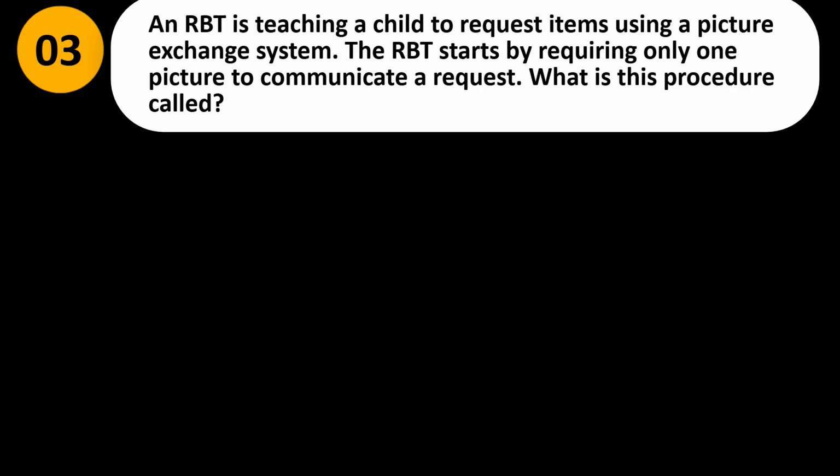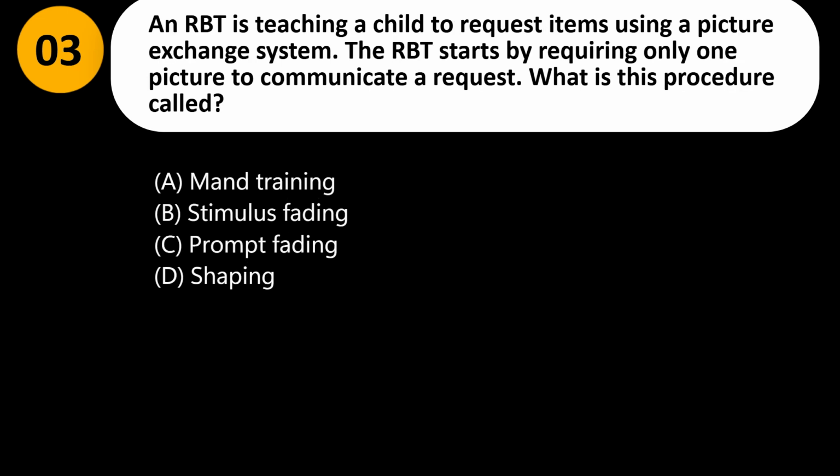An RBT is teaching a child to request items using a picture exchange system. The RBT starts by requiring only one picture to communicate a request. What is this procedure called? A. Manding training. B. Stimulus fading. C. Prompt fading. D. Shaping.